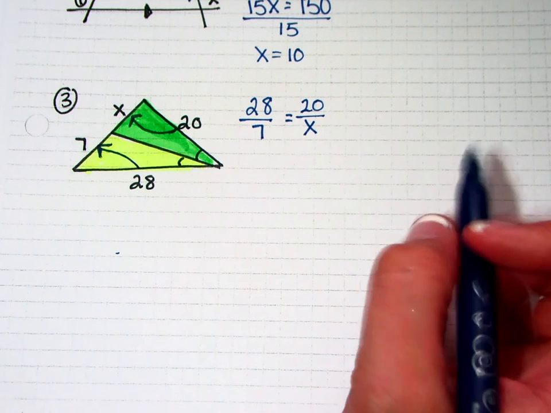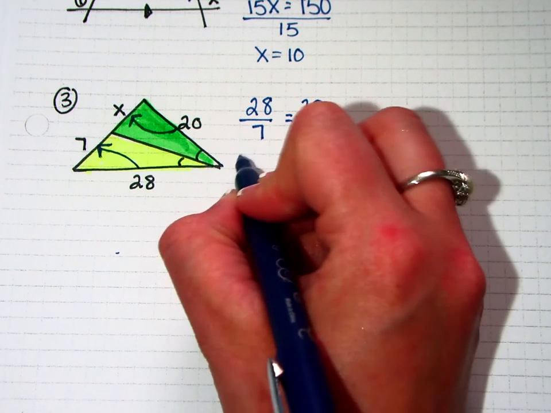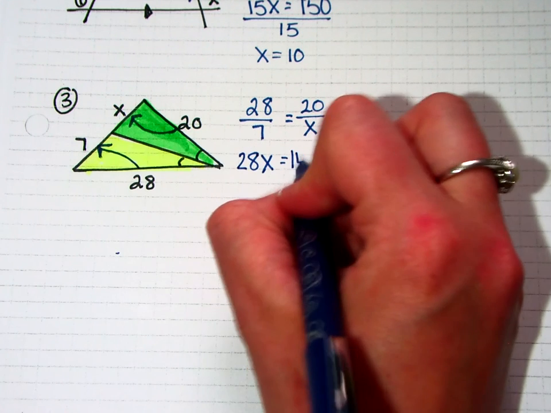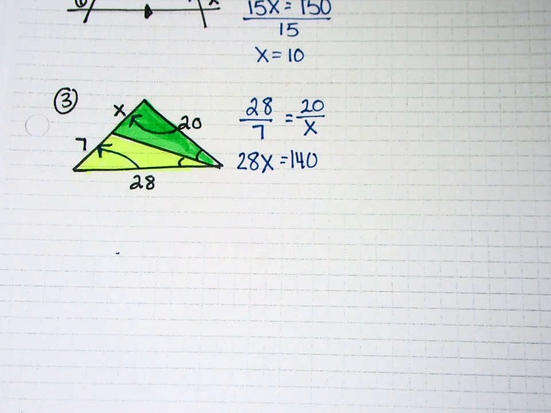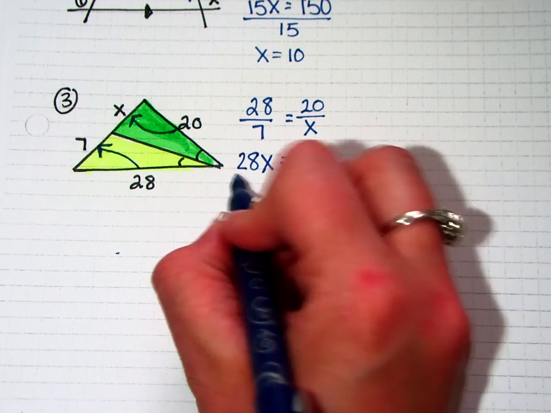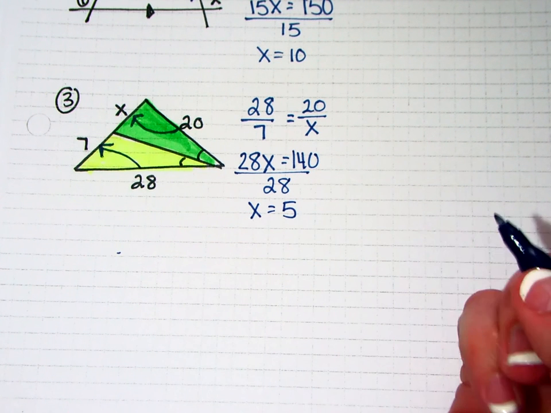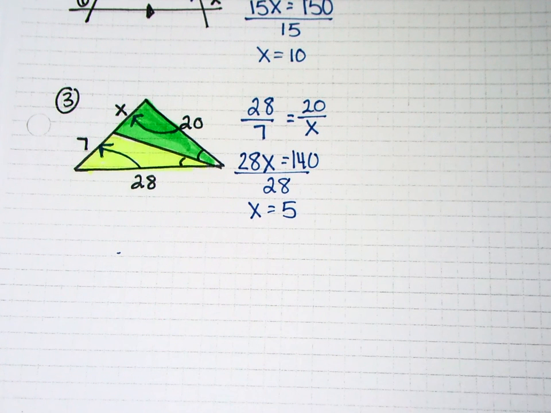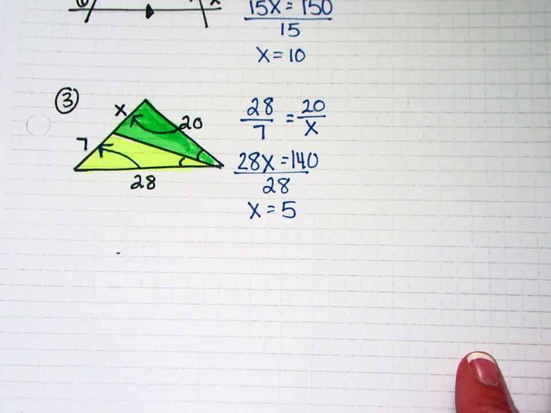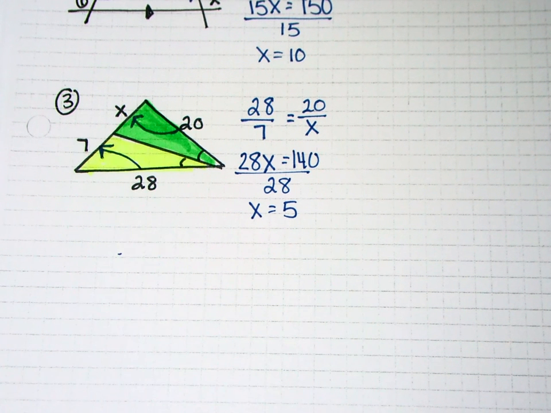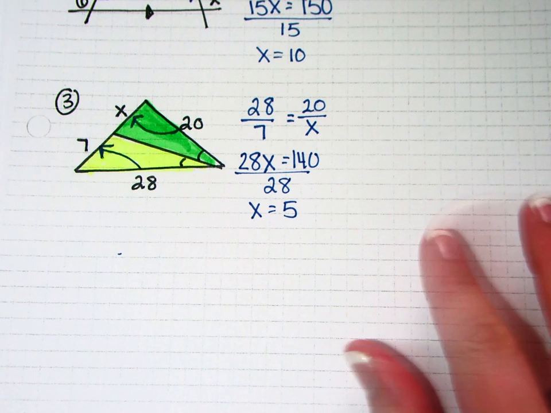And again, I'm going to cross multiply. So 28 times x is just 28x, and then 20 times 7 is 140. Dividing both sides by 28 gives me a length of 5. And again, I could do exactly what I did up above, set up 4 different proportions. I should get the same answer. And again, these lines should never crisscross and form an X. Think if it makes an X, it's telling you it's wrong. And these are proportions within a triangle.